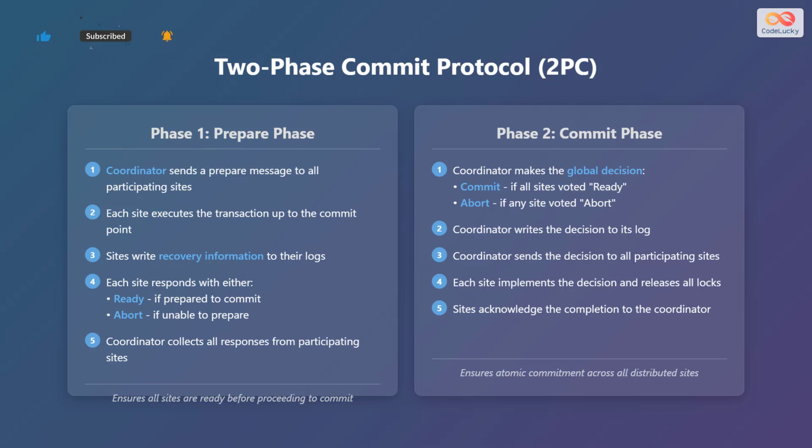In phase 2, the commit phase, the coordinator makes the global decision of commit, if all sites voted ready, or abort if any site voted abort. The coordinator writes the decision to its log. The coordinator sends the decision to all participating sites. Each site implements the decision and releases all locks. Finally, the sites acknowledge the completion to the coordinator, which ensures atomic commitment across all distributed sites.